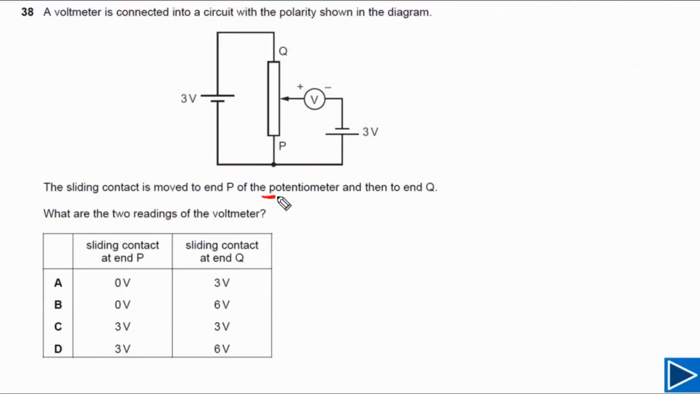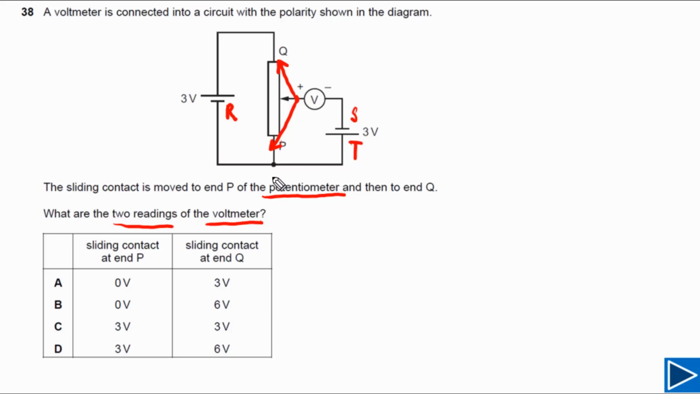For this question, a typical potentiometer circuit is given and the question is asking what the two readings of the voltmeter are when the sliding contact is connected at end P and when it is at end Q. We simply need to find the readings on this voltmeter. First of all, let's label some points. As this point is P, we can say this point is R, this point S, and let's say this point is T.